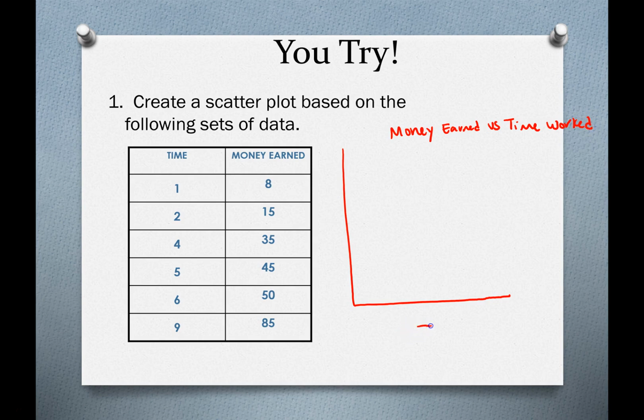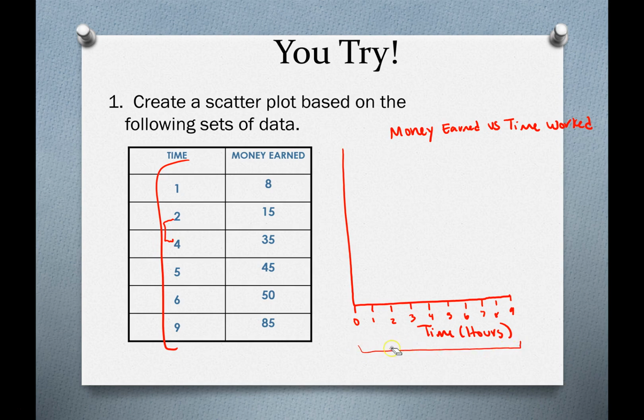This is going to be my time, and I'm going to say it's going to be in hours. And then I'm going to have from 1 to 9 represented. So I'm going to go 0, 1, 2, 3, 4, 5, 6, 7, 8, 9. Notice the table did jump from 2 to 4, but I did not jump from 2 to 4 on my x-axis. I have to make sure that these are in even increments.